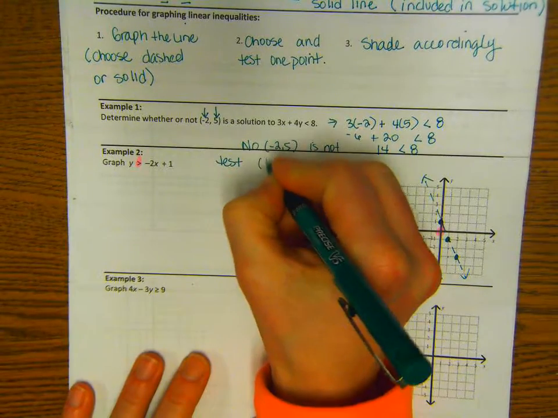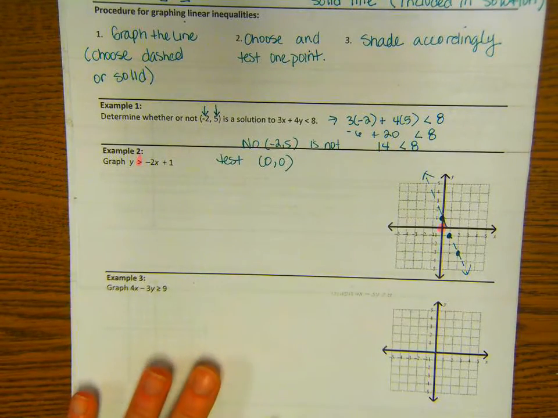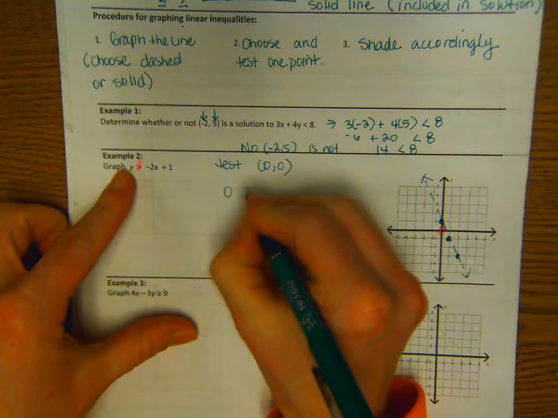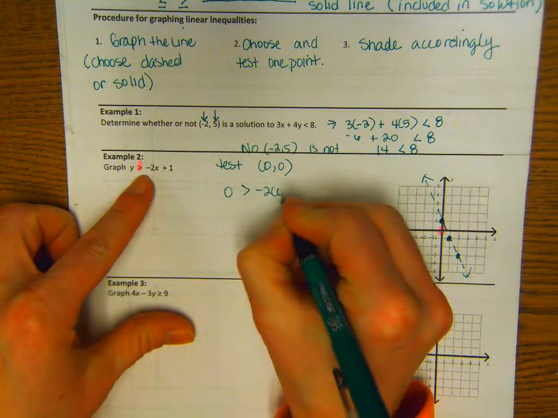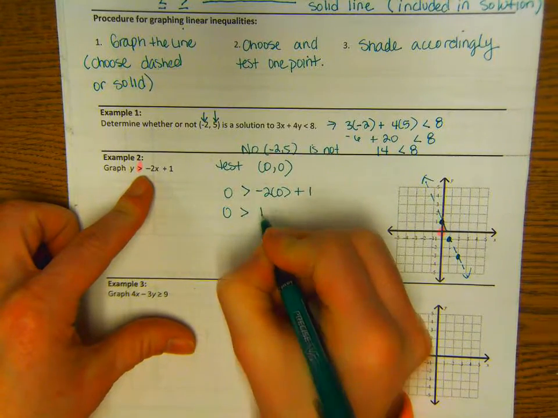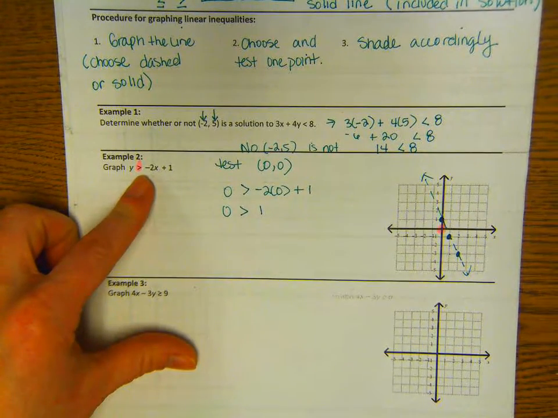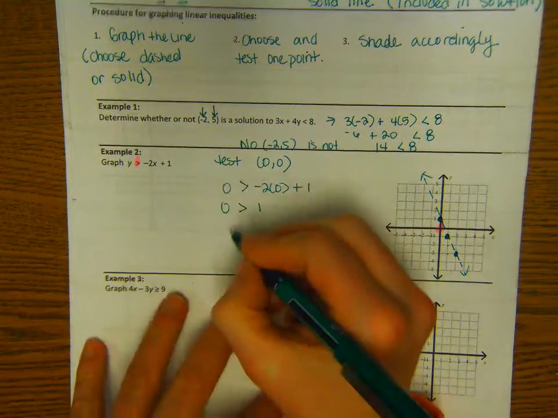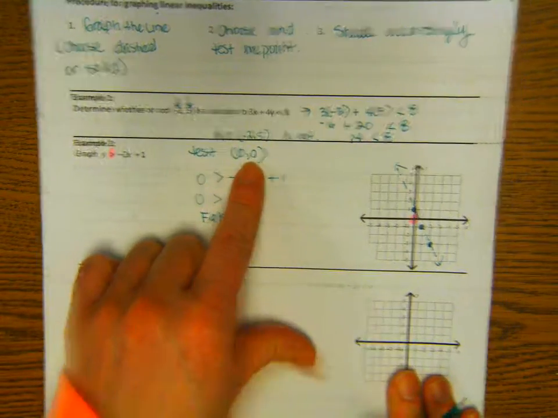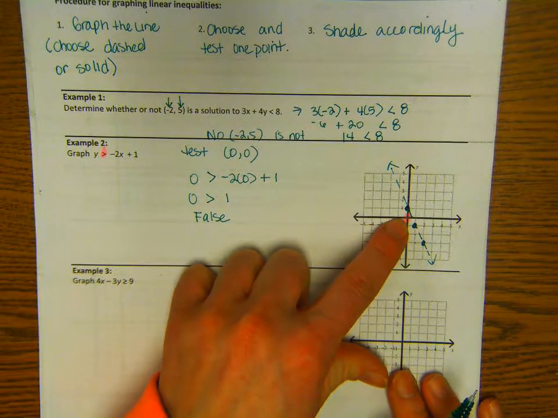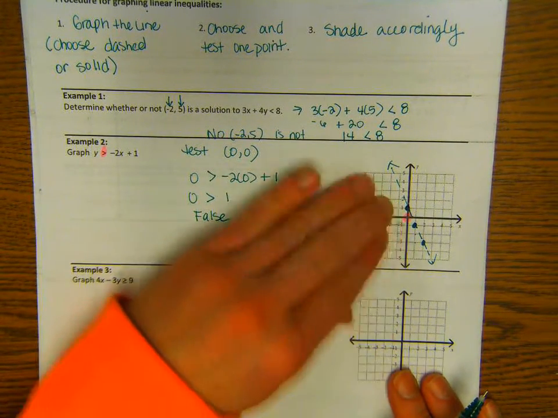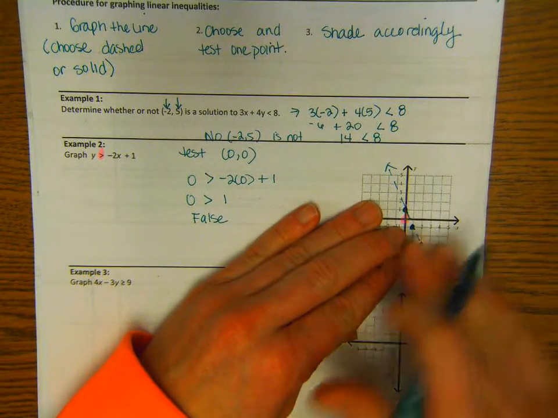So I'm going to check 0, 0 and see if it makes the inequality true. I put 0 in for y, greater than negative 2 times 0 plus 1. That would mean 0 is greater than 1. Is that true? It is not. It is false. So 0, 0 is not a solution. That means this region over here is not the solution region. That means the other side is.